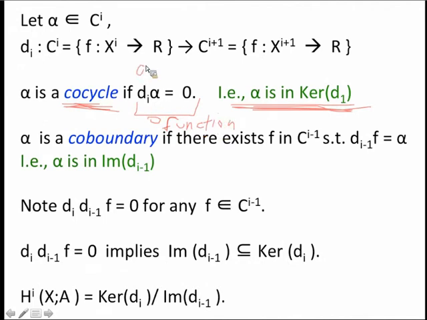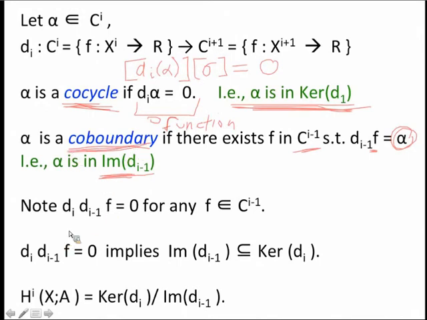So if I take d_i alpha and have this function act on some simplex sigma, being the zero function, I will just get 0 out. So we have the zero constant function. So it's a cocycle if it's in the kernel. It's a coboundary if it's in the image. So same definitions that we had from homology. So we just would need a function in our lower dimensional space to be sent to our alpha, and that makes alpha in the image, and so then we would call it a coboundary.